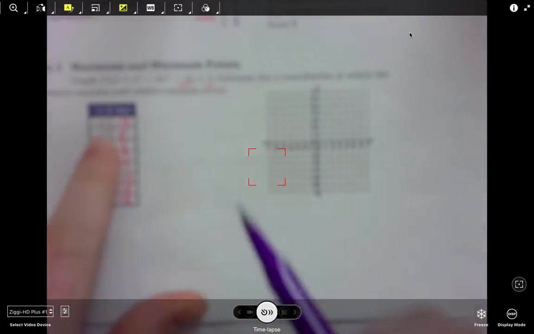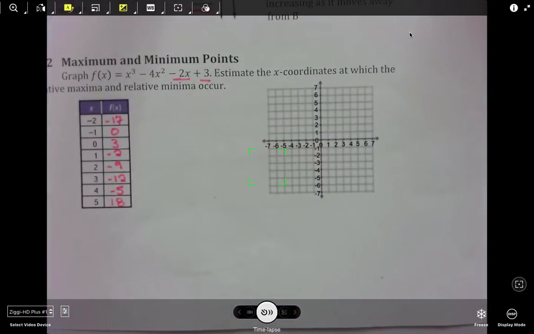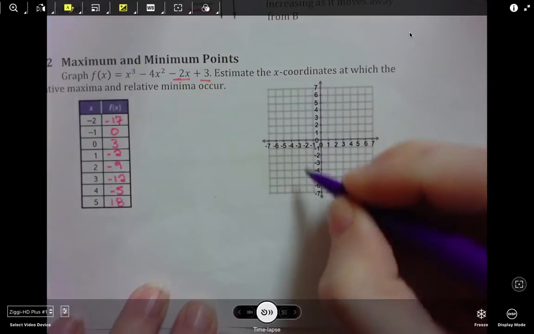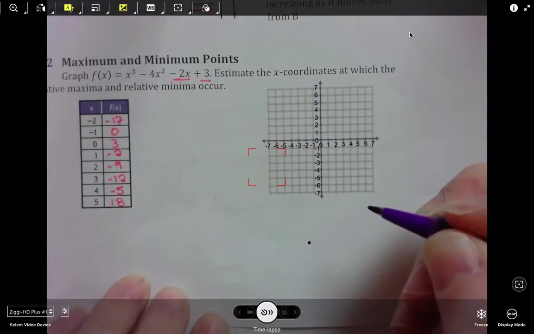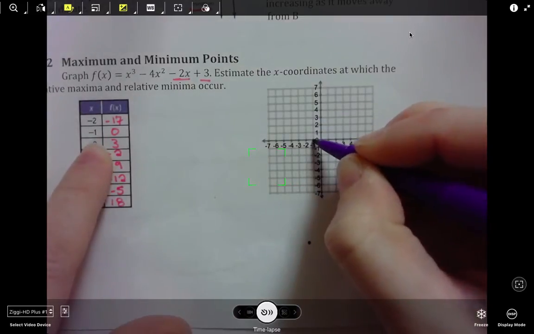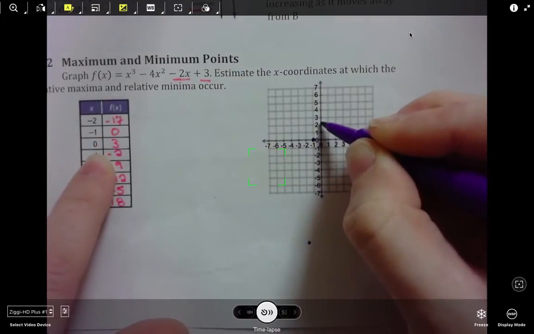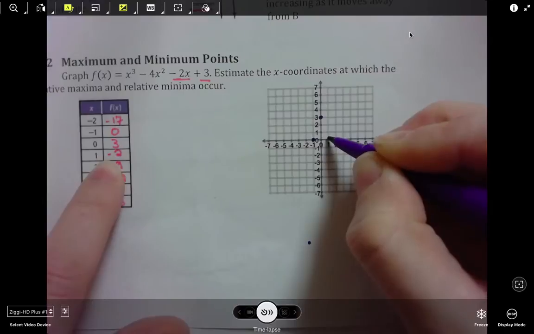So negative 2 is at negative 17. I'll wait till it gets non-fuzzy. All right, here we go. All the way down here at the bottom, somewhere like that. Negative 1 is at 0. 0 is at 3. 1 is at negative 2.